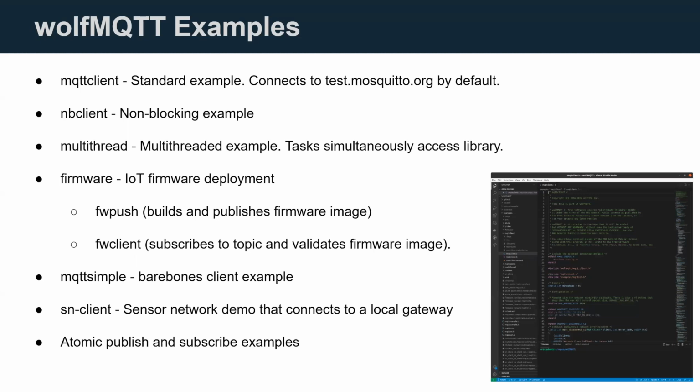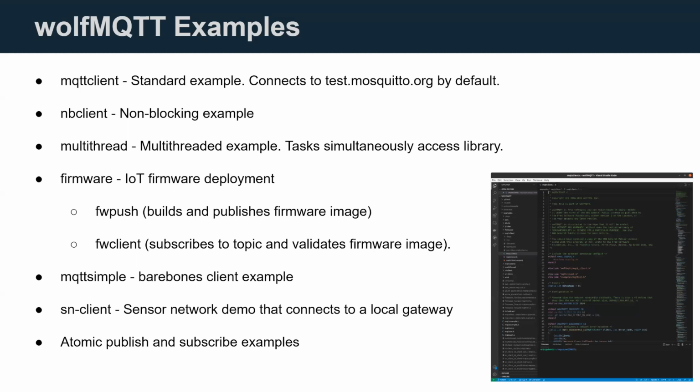The firmware example is pretty nifty. It has two parts. The first, the FW push, uses wolfSSL to build a hashed and signed firmware image and publish it to the broker. The second part, the FW client, is subscribed to the topic and waiting for the firmware to be published. When it receives the message, the firmware image is unpacked and verified.